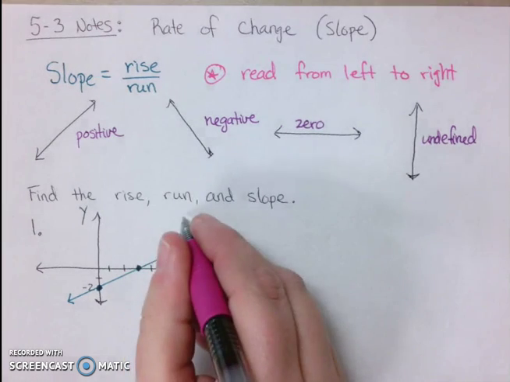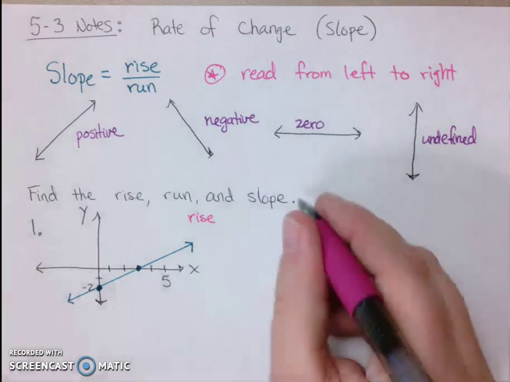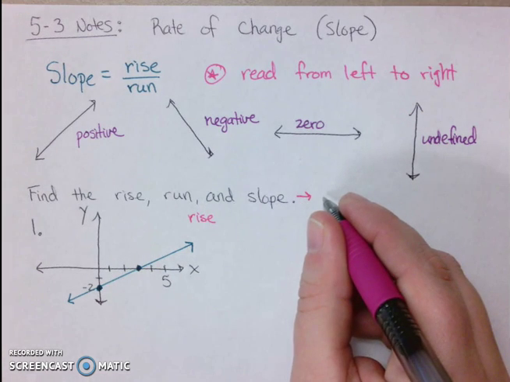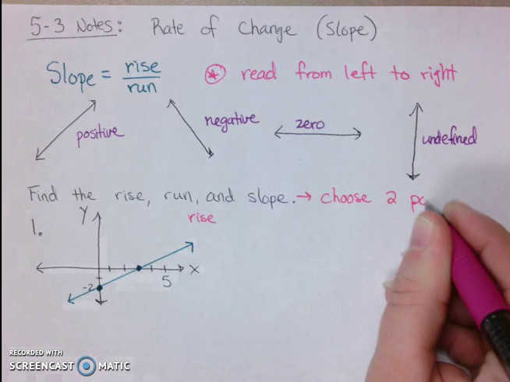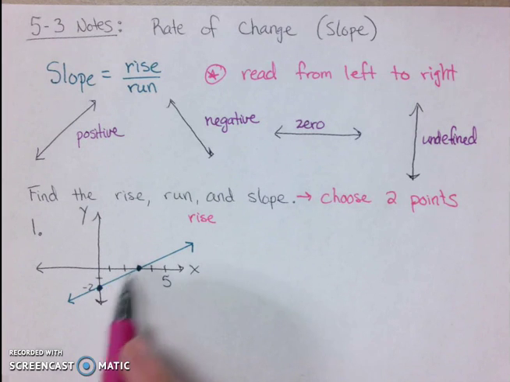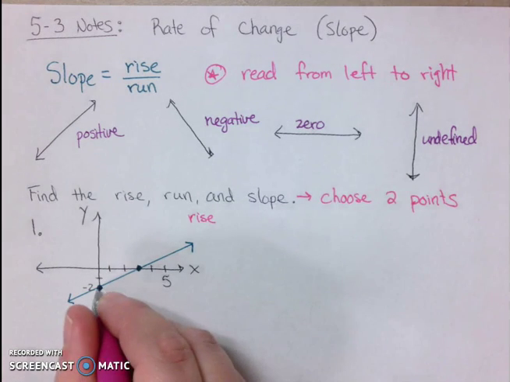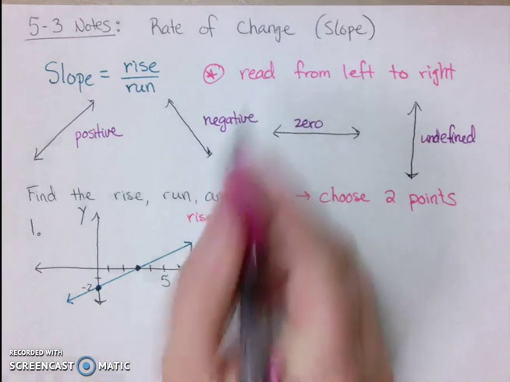So to find our rise, remember, what you do to find slope or any of these is you just pick 2 points. You can choose any 2 points you want. So I'm going to choose these 2 points because they look nice and easy. And when you choose these 2 points, you have to read it from left to right. That's what's super important, is we go from left to right.